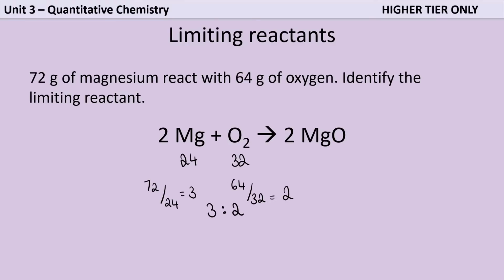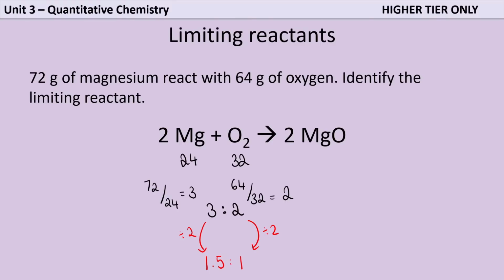So that gives me a 3:2 ratio. If I divide both of those by the smaller number, then I get 1.5 to 1. So now I've got a ratio of 1.5 to 1. I'm going to look back at my equation and say, is that good enough? Is that enough magnesium? And no, it's not, because the equation tells me that I need 2 moles of magnesium for every 1 of oxygen, and I don't have 2.